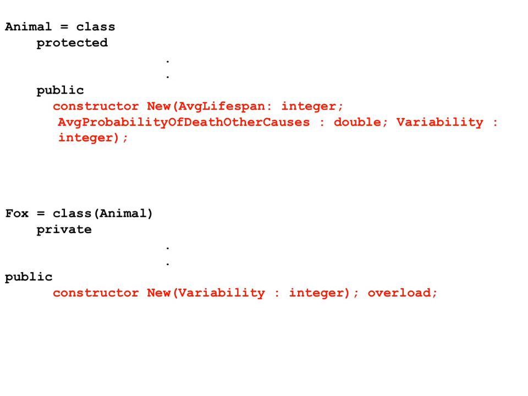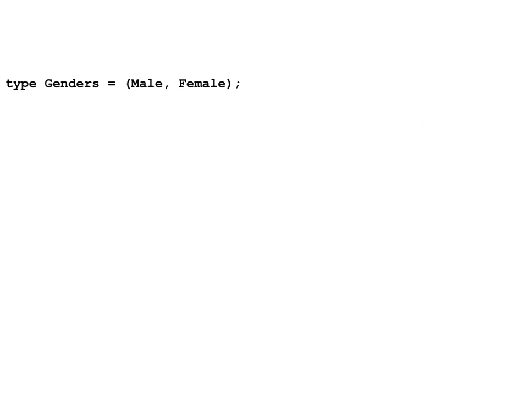Variability itself is an integer, as you can see. It represents how much variability there will be between different instances of an animal or a warren. In warrens, this would be the number of rabbits in each warren. Individual rabbits and foxes also vary in terms of their lifespan, their probability of death from other causes. For rabbits, their reproduction rate, and for foxes, the amount of food that they need to eat.